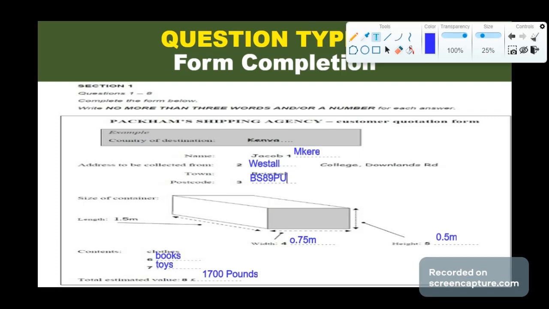And I need to know the size. Yes, I've measured it carefully and it's 1.5 meters long. Right. 0.75 meters wide.